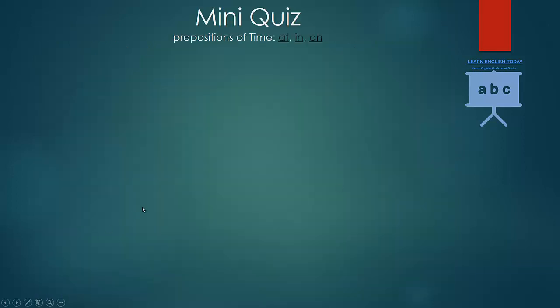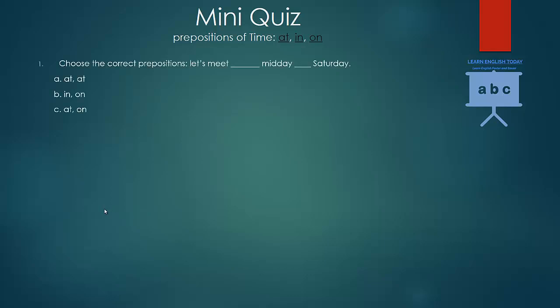So okay, guys, let's take a mini quiz to find out how much you know about prepositions. The first mini quiz is about prepositions of time, at and on. The first question, choose the correct prepositions. Let's meet, midday, Saturday. A, at, in; B, in, on; C, at, on. Which one is correct? Okay, C, exactly. So we can say, let's meet at midday on Saturday.